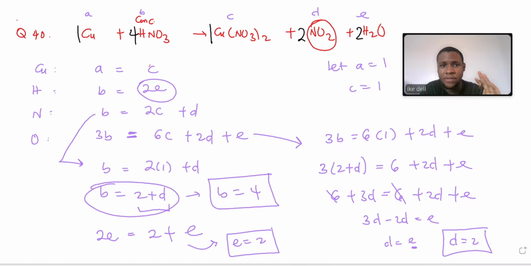Okay, so now you want to check if it's balanced, right? Copper is 1 on both sides. Our hydrogen is 4 here, and this is 2 times 2, so that's 4. Our nitrogen is 4 here. This is 2 here, and this is 2 here. Okay, that sounds good. Then our oxygen is 12, 4 times 3. And you can also see 3 times 2 here, 6. And this is 4, 2 times 2. And this is 2 times 1, 2. So that's also 12 in total, right? So it means that everything is balanced.